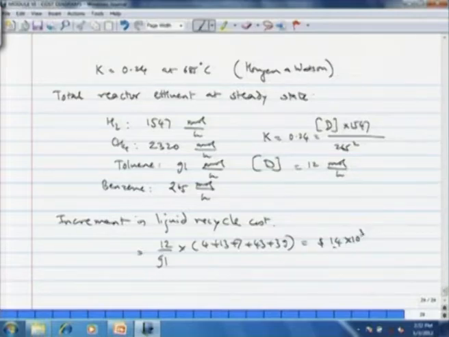All of these will add up to $14,000 per year. Now, if you compare this increment in liquid recycle cost to almost $1 million of saving, you can see that the increment is negligible. So, it is worth going for the recycling of diphenyl.